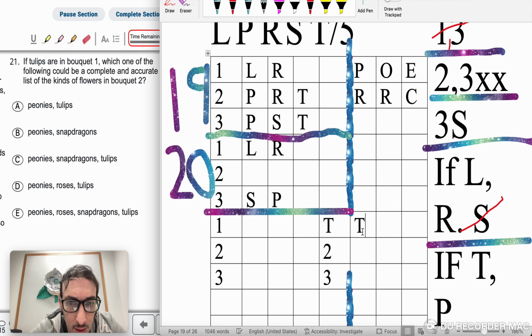And now that I have T in 1, I'm going to see, if they say if T, then there's going to be a P. So if we put a T, we have to put a P. And they're saying that 1 and 3 have to be different kinds. So I'm going to put L, R, S.